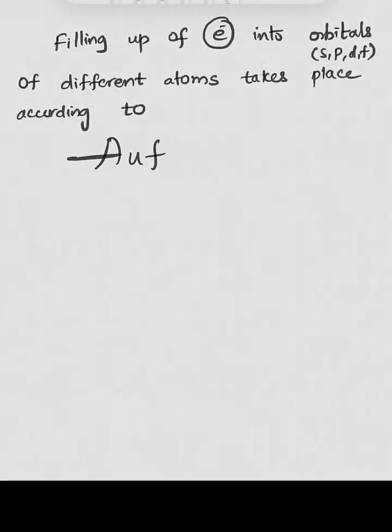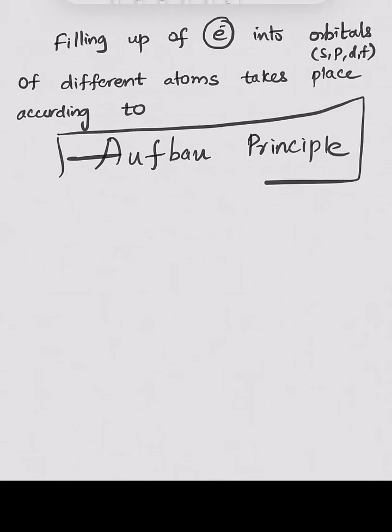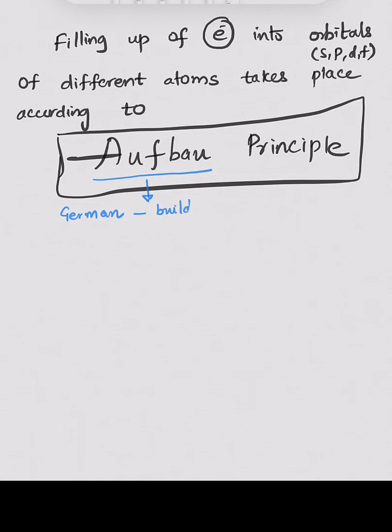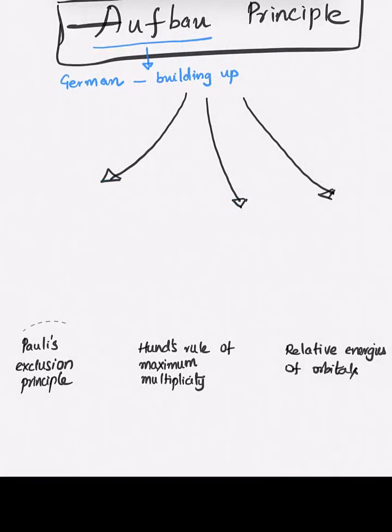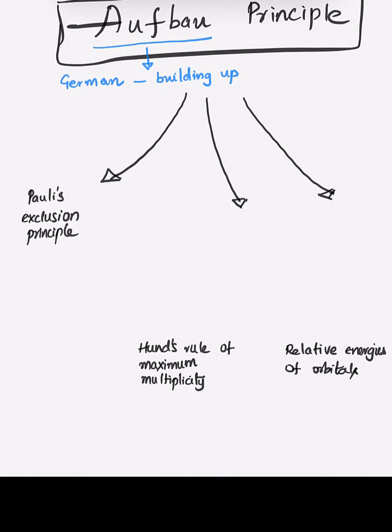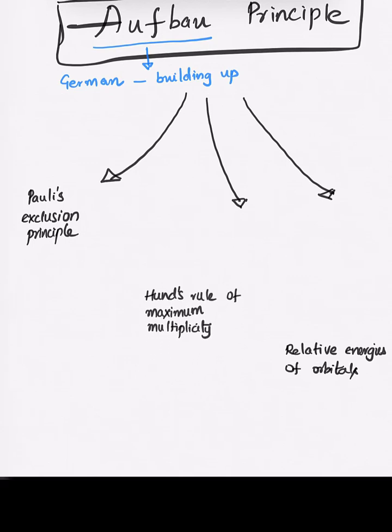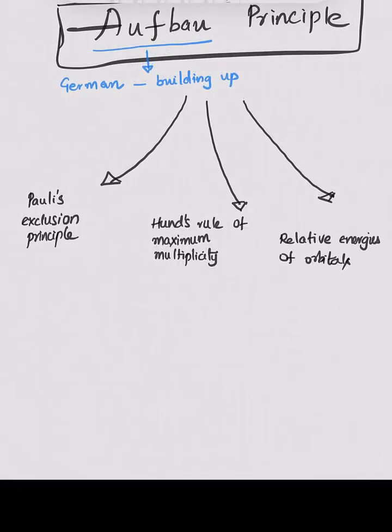Filling up of electrons into orbitals such as s, p, d and f of different atoms takes place according to one principle, namely the Aufbau principle, which means building up. The Aufbau principle is based on Pauli's exclusion principle, Hund's rule of maximum multiplicity and relative energies of orbitals.